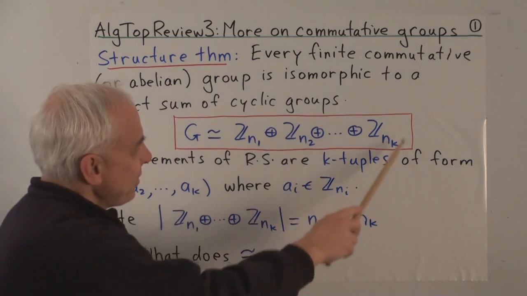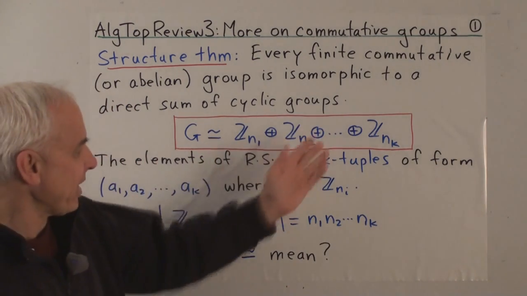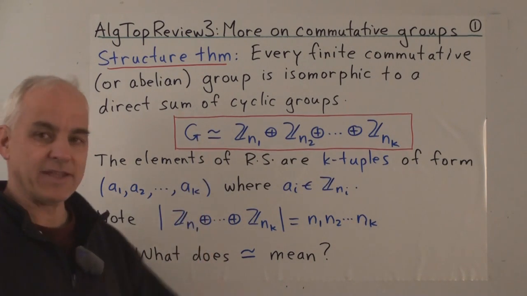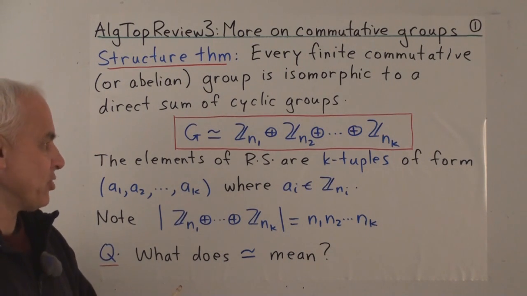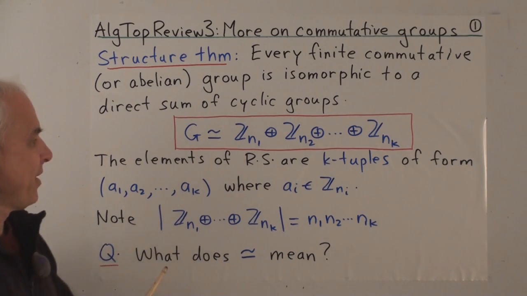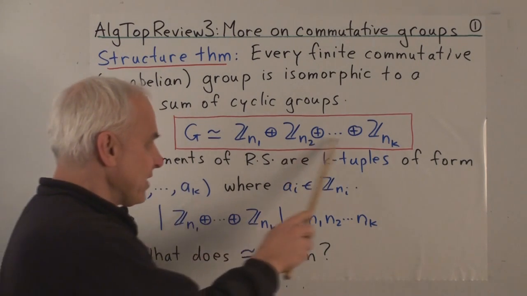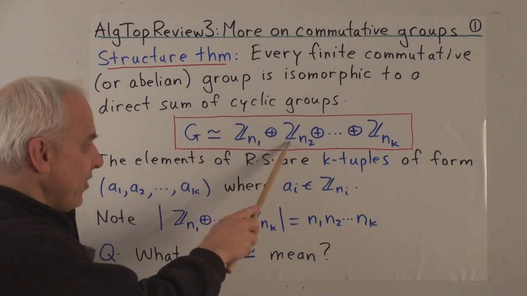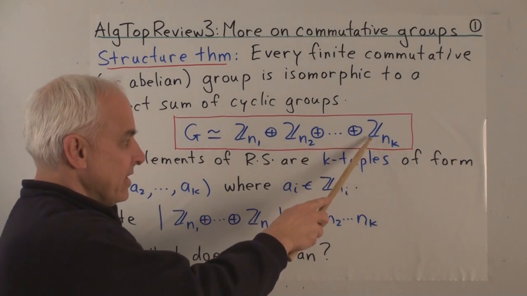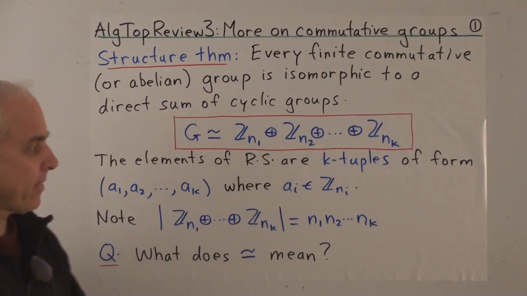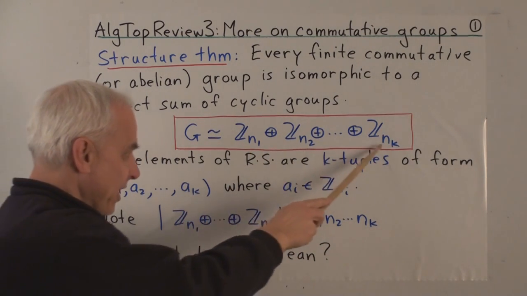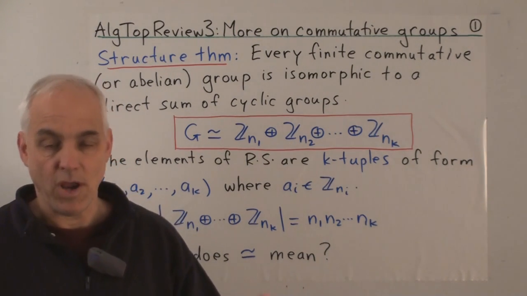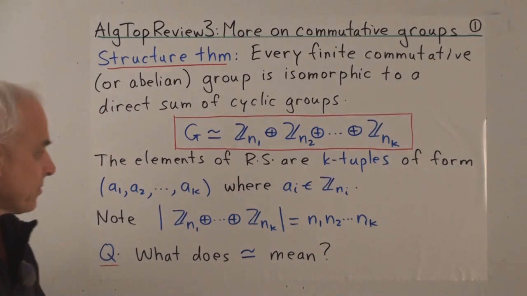And here is what the theorem states in terms of writing it down. If we have a general group G, then this is our symbol for isomorphism, which more or less means equal to. So G is isomorphic to a direct sum of cyclic groups, Zn1 plus Zn2 plus all the way up to some Znk. These numbers n1, n2 up to nk can be arbitrary positive natural numbers: 1, 2, 3, 4, 5, and so on.